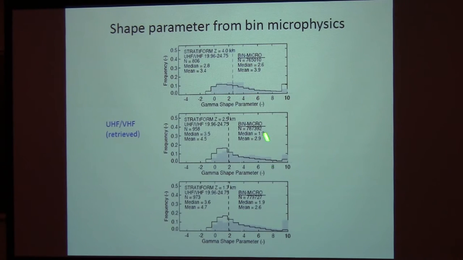This shows just a final point on that, our bin simulations in the stratiform region at three different heights, 4, 2.5, and 1.7 kilometers, all the samples. Again, not a very statistically robust sample here, but good similarity, though again we're always quite a bit lower, except at 4 kilometers.